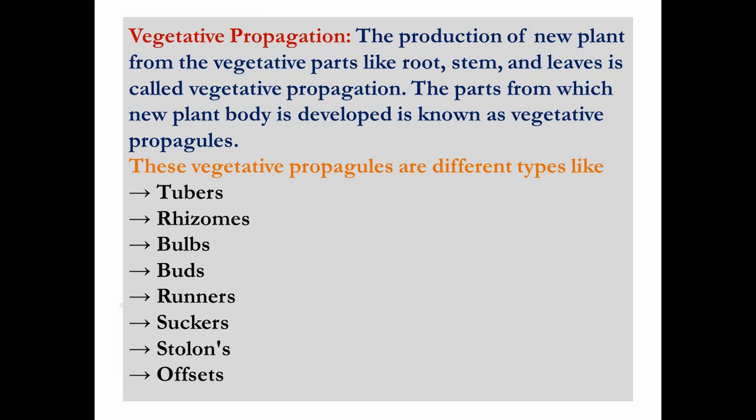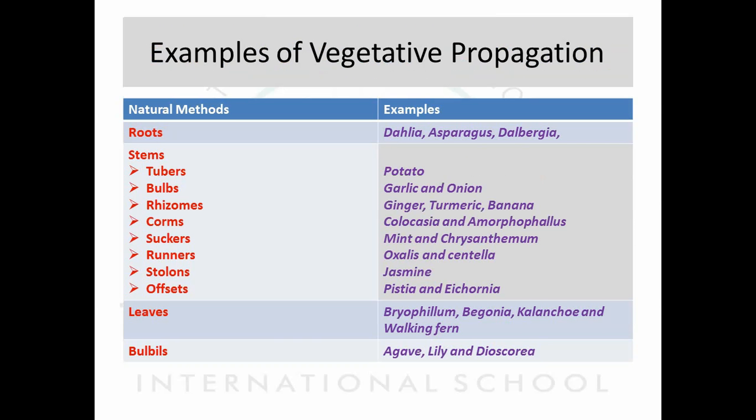Now we'll go through a table here, the examples of vegetative propagation. Whatever examples are given here are considered natural methods. In the first section, the roots are there. The roots act as a vegetative propagule in which the roots help to develop a new plant body. The examples are dahlia, asparagus, dalbergia. So these are the examples of roots from which new plants are developed.